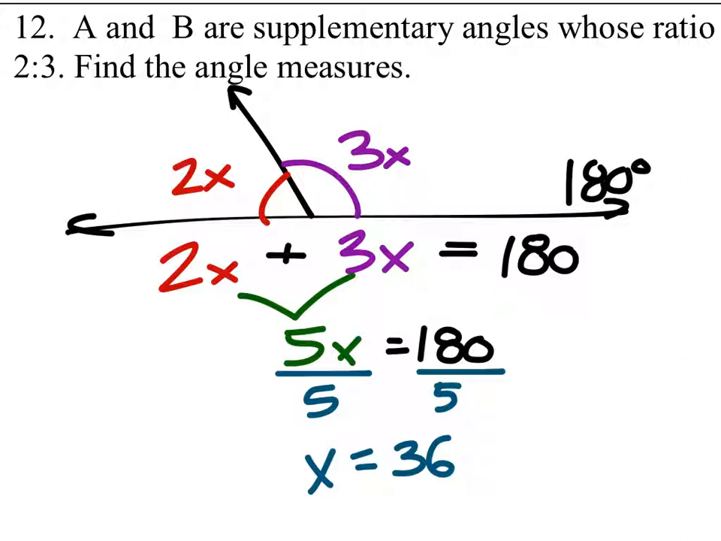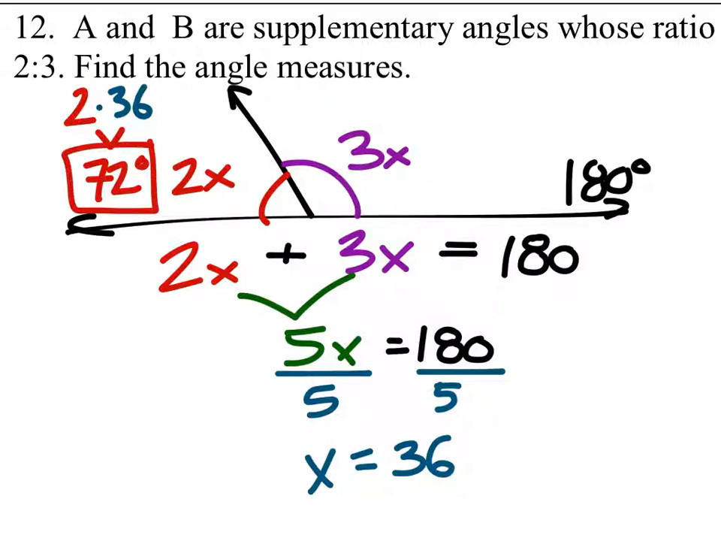Well, that is not the answer. That just tells us what x is. So if I wanted to find this angle here in red, I'd have to do 2 times the 36, which would combine to give me 72 degrees. That's one answer. Over here, I've got 3 times the 36, which would combine to give me 108 degrees.